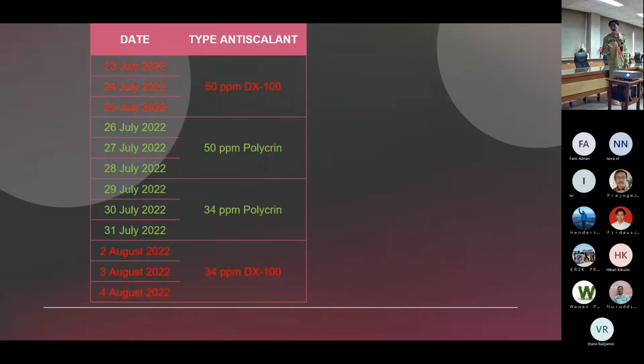Now these are our actual plant tests. So Matt, maybe you can explain. So then we did a plant test for 2 weeks, from 23 July to 4 August. And this is our scheme for the plant test. This next.